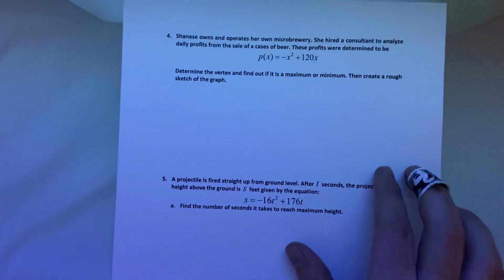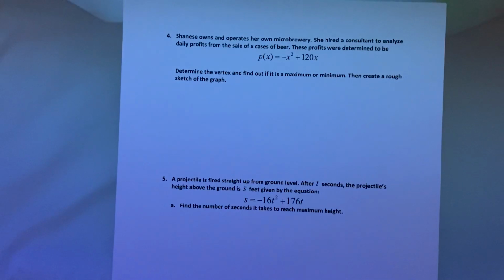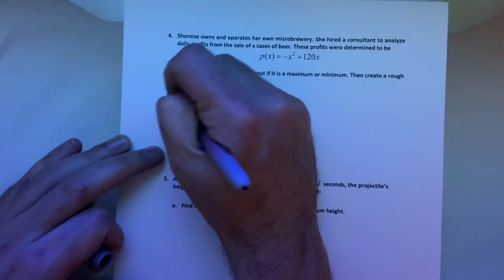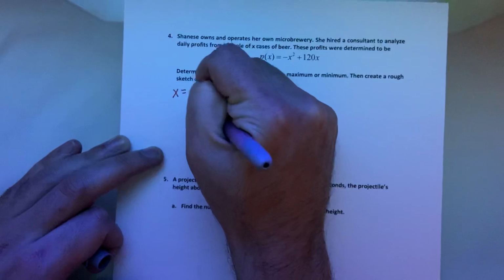Okay, let's do some word problems. Shanice owns and operates her own microbrewery. She hired a consultant to analyze daily profits for the sale of x cases of beer. These profits were determined to be P of x equals negative x squared plus 120x. Determine the vertex and find out if it's a maximum or minimum. Create a rough sketch.